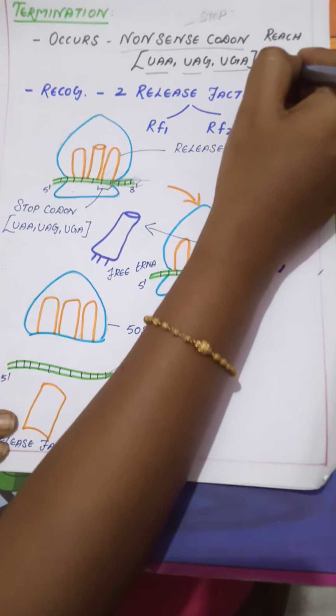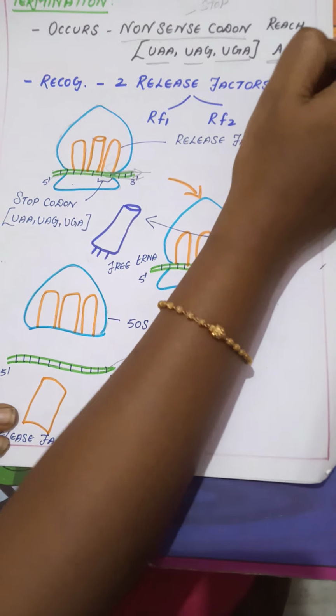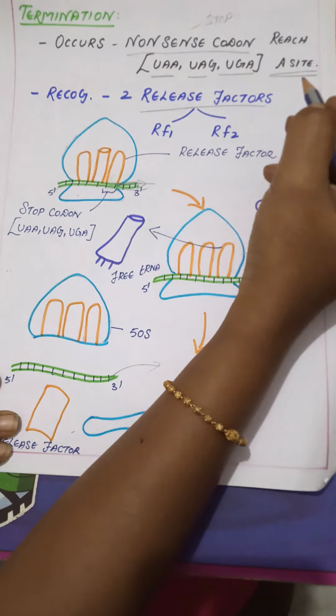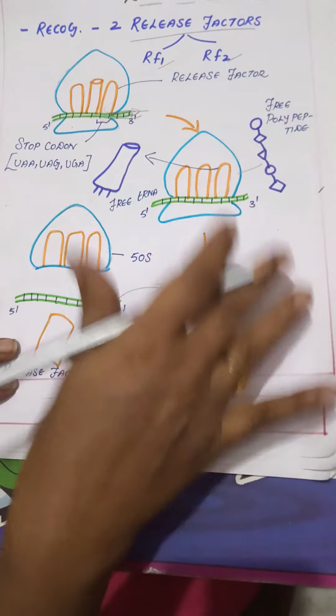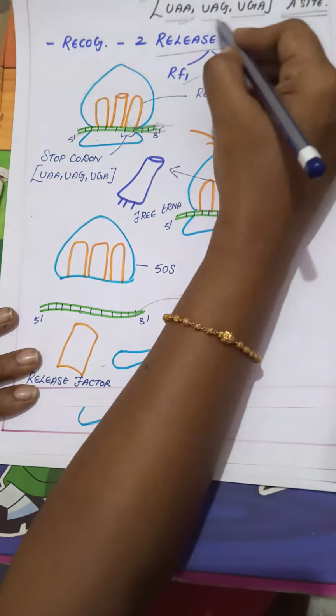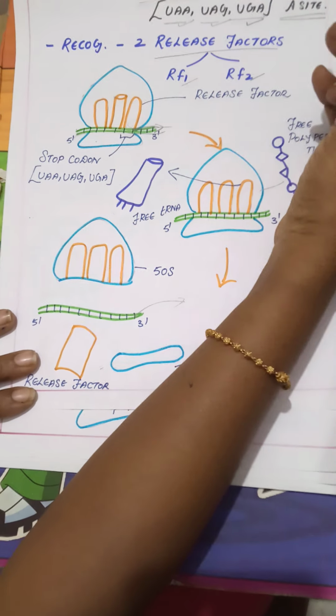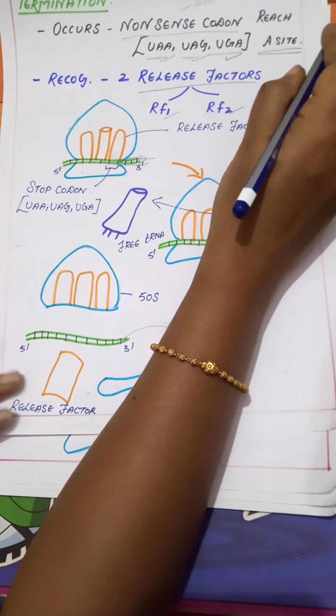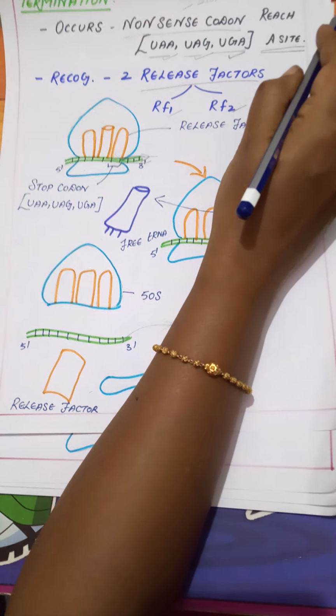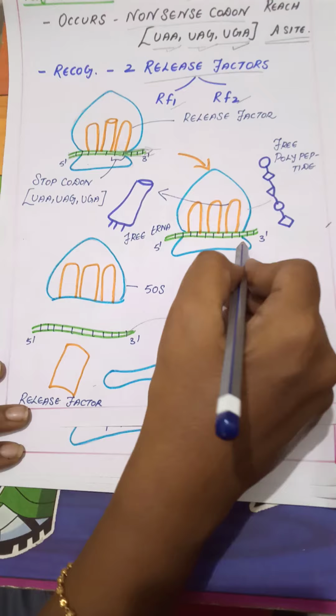How can the termination site be recognized? It is recognized by the two releasing factors, RF1 and RF2. Once the A site reaches UAA, UAG or UGA, the nonsense codons which do not code for any amino acid, that is, there is no specific tRNA for them, what happens?